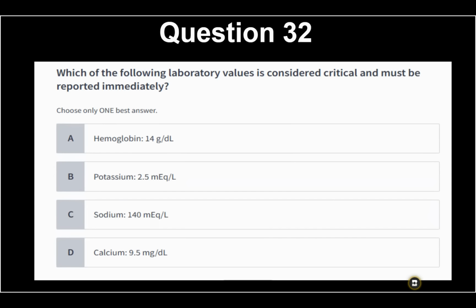Question 34. How many seconds does the CDC recommend for the proper hand washing? Is it A, 40 seconds, B, 20 seconds, C, 60 seconds, or D, 30 seconds? If you said B, 20 seconds, then you are correct.